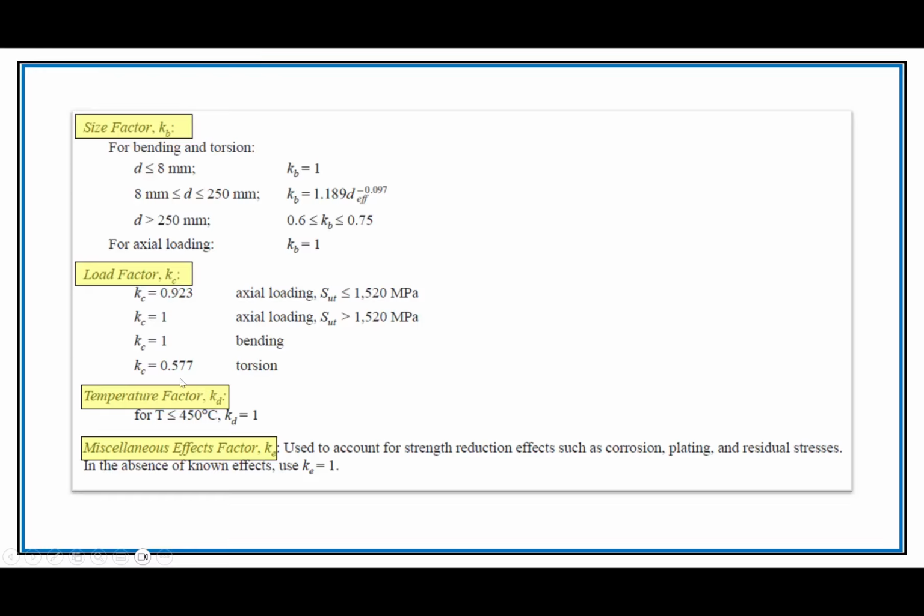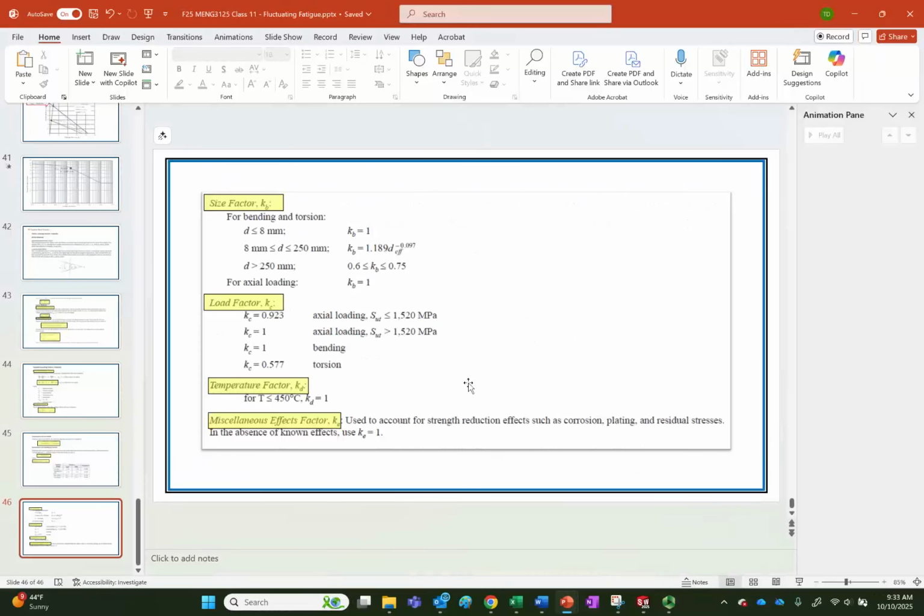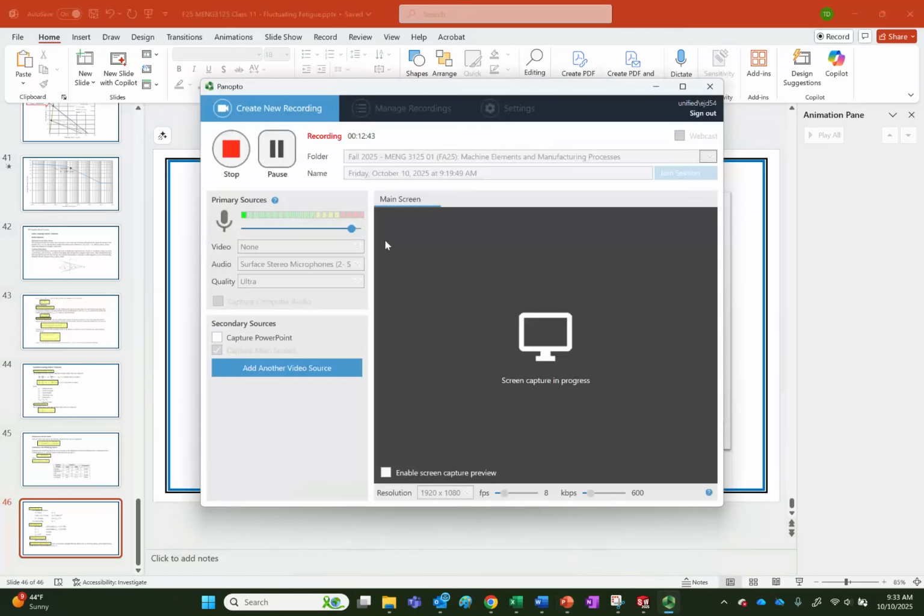Interesting. And for torsion, they're using 0.577 instead of 0.59. Interesting. They don't give you anything about the temperature factor. Nothing. And this is miscellaneous effects. Their ke is miscellaneous effects compared to ours. Anyway, I just thought I would put in what that book has to say about the things that we cover. And so we're done.